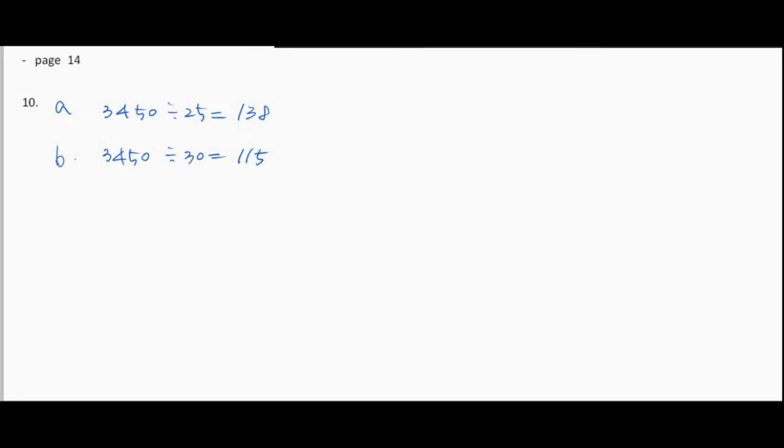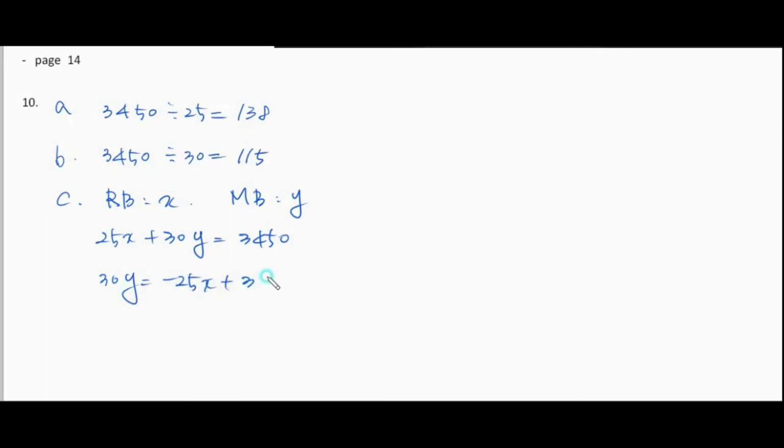And for C, we should write the equation and draw the graph for the possible combinations of mountain bikes and racing bikes. So first, I'll put the racing bike as an X and mountain bike as a Y. And now let's make the equation. 25x plus 30y equals 3,450. And then if you change to y equals form, 30y equals minus 25x plus 3,450. And dividing both sides by 30, it will be y equals minus 5 over 6 x plus 115. And let's draw the graph.